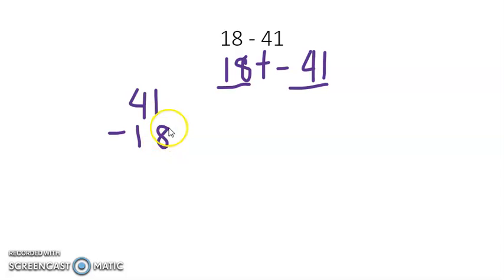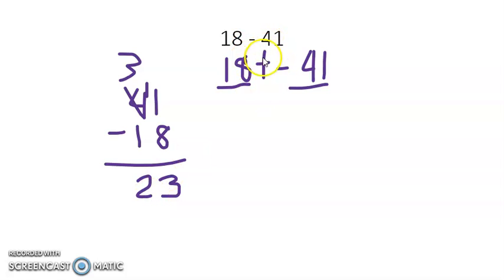I get to work on my borrowing skills again. Take the 4, cross it out, gets a 3. 11 minus 8 is 3. 3 minus 1 is 2. And the bigger one's negative, so my answer is negative.